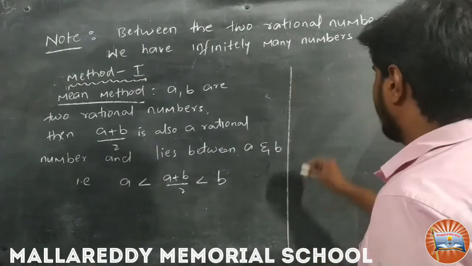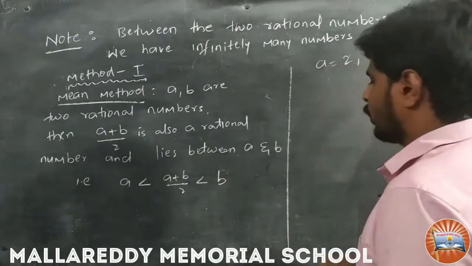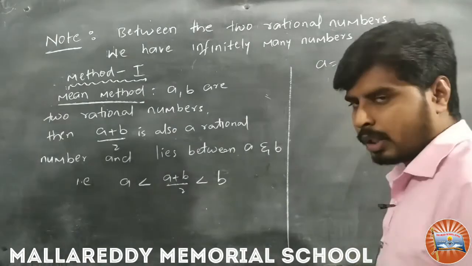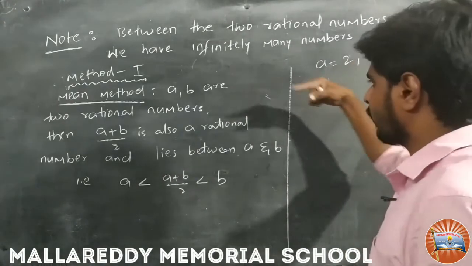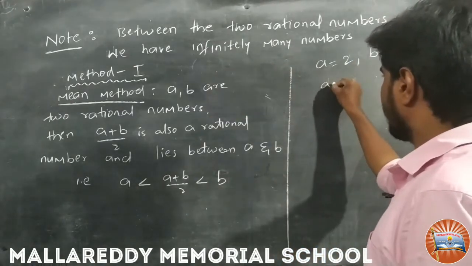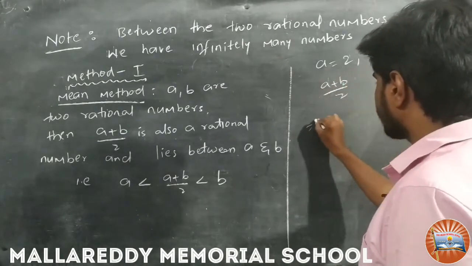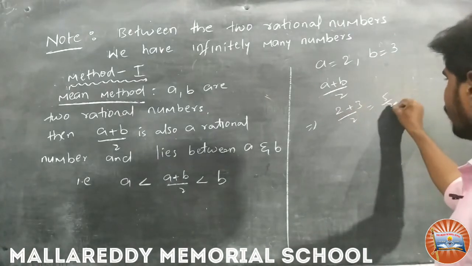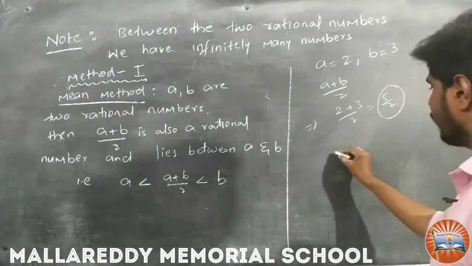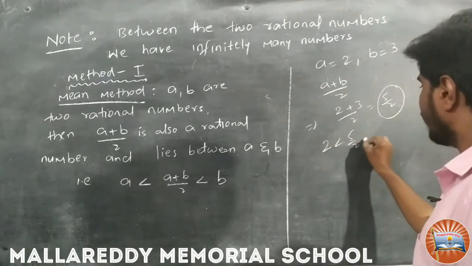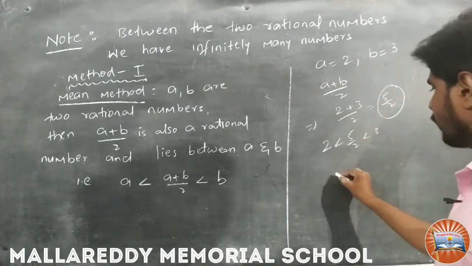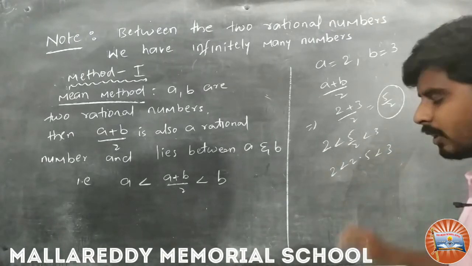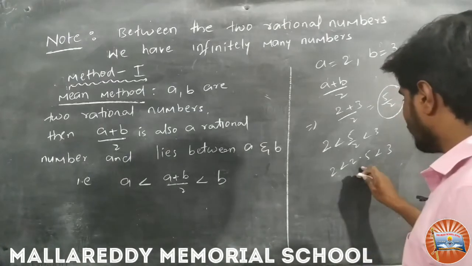For example, if I take A equals 2, B equals 3, between 2 and 3 we have to find one number. A plus B by 2 is the formula. What can we write? 2 plus 3 by 2, which is nothing but 5 by 2. This 5 by 2 lies between 2 and 3. 5 by 2 is nothing but 2.5. Does 2.5 lie between 2 and 3? Right, it lies between 2 and 3.